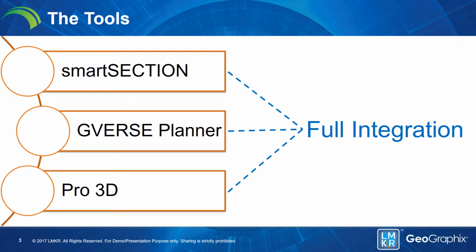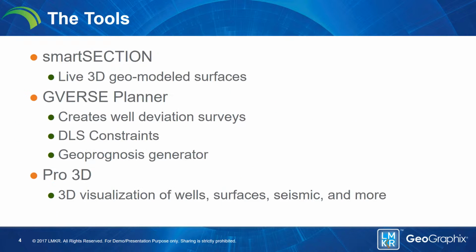So let's talk about the tools. What are we going to use today? Three important tools. First, smartSECTION, which is a geomodeling application. Second is the GVERSE Planner to plan those wells. And third is to tie everything together and see everything in one cohesive 3D scene. All these tools are integrated together.